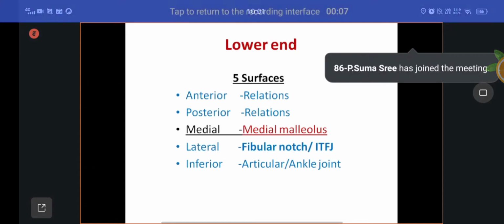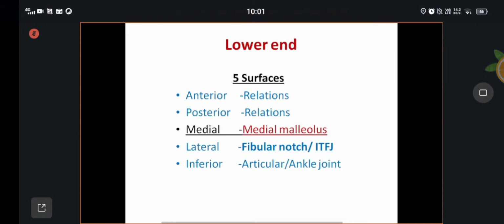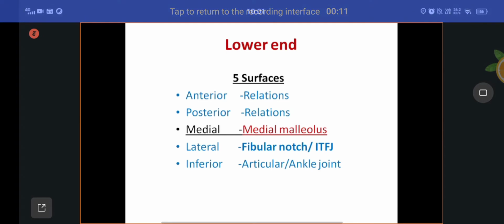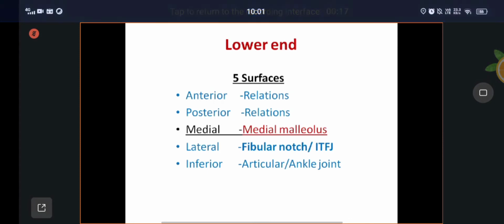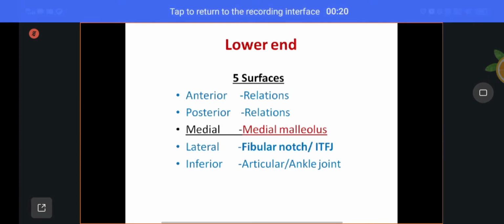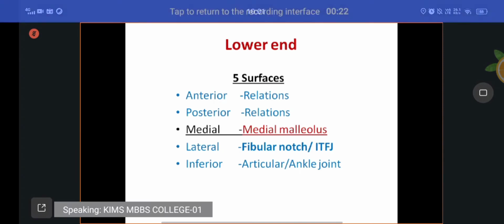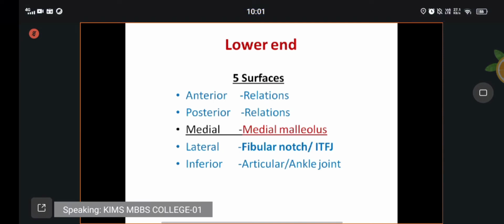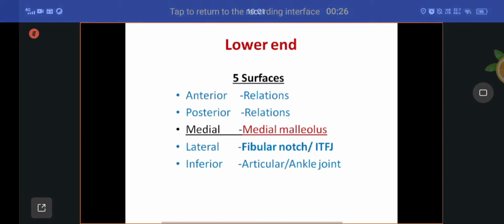It is almost rounded. The borders are ill-defined, not well-defined. You will have 5 surfaces: anterior surface, posterior surface, the medial surface and lateral surface. Anatomically, depending upon the anatomical position of the tibia, these 4 surfaces. And the last one is inferior surface, which is the lower surface of the tibia.